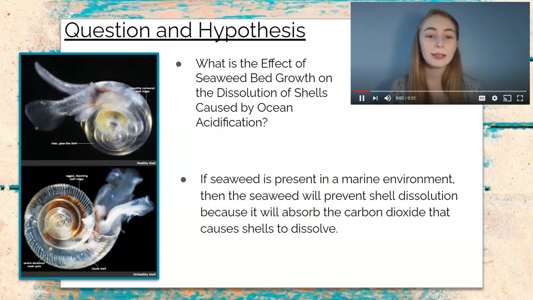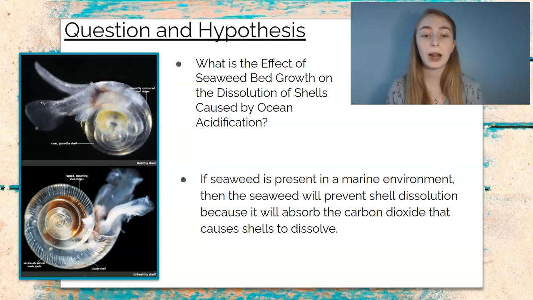What is the effect of seaweed bed growth on the dissolution of shells caused by ocean acidification? I hypothesize that if seaweed is present in a marine environment, then the seaweed will prevent shell dissolution because it will absorb the carbon dioxide that causes shells to dissolve.